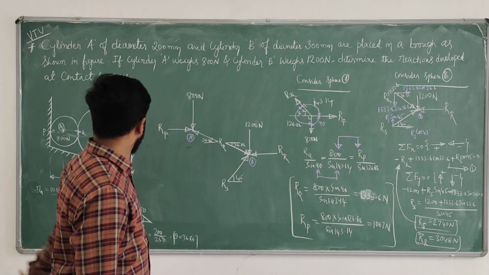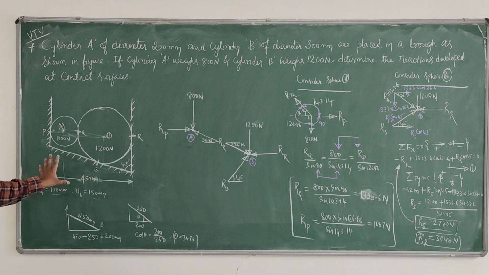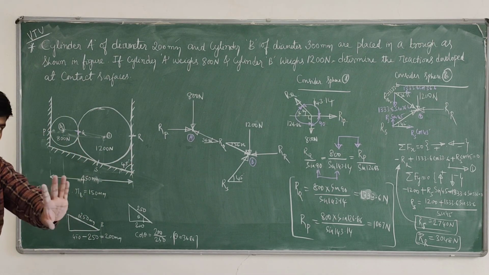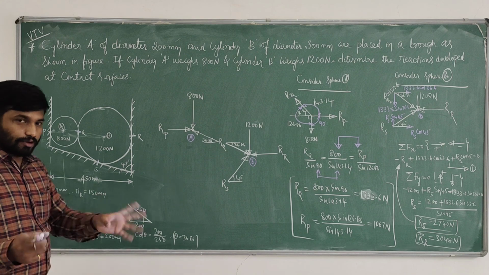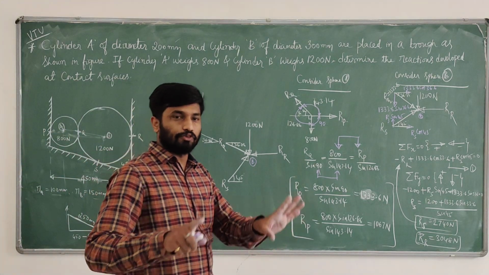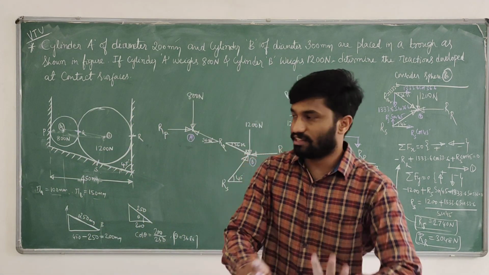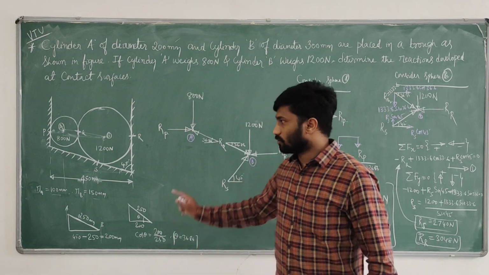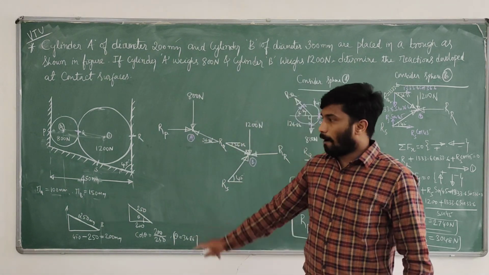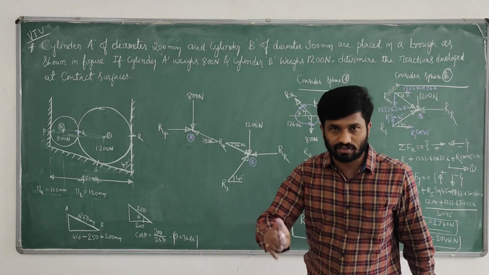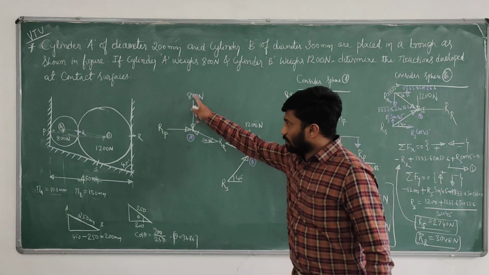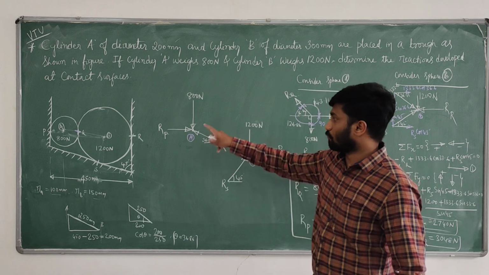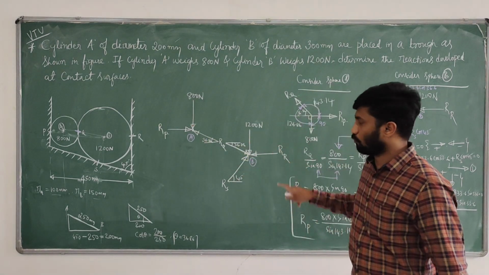It's very simple. Just observe the problem, identify the contact surfaces. If it is horizontal or vertical, fine. If it is an inclined contact surface, determine the inclination angle using a triangle and simple trigonometric functions. Draw the free body diagram. Observe each sphere or cylinder separately. Which cylinder is having the least number of forces? Identify: here 1, 2, 3, here 1, 2, 3, 4.